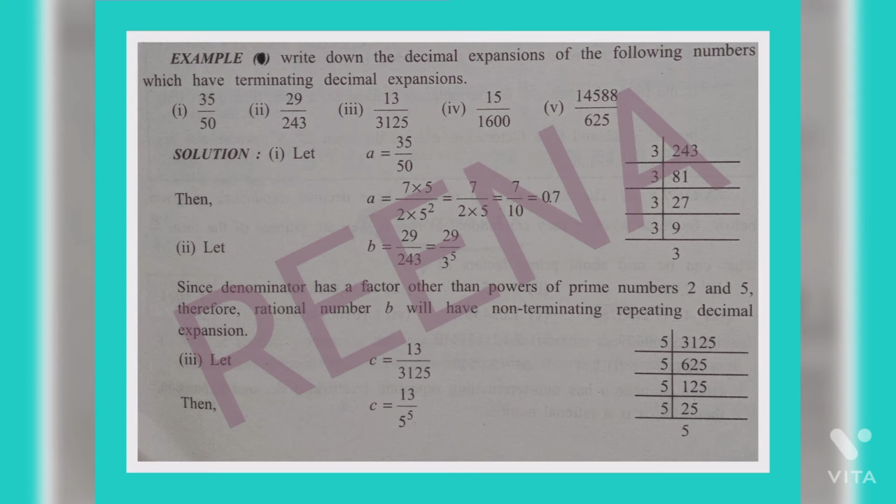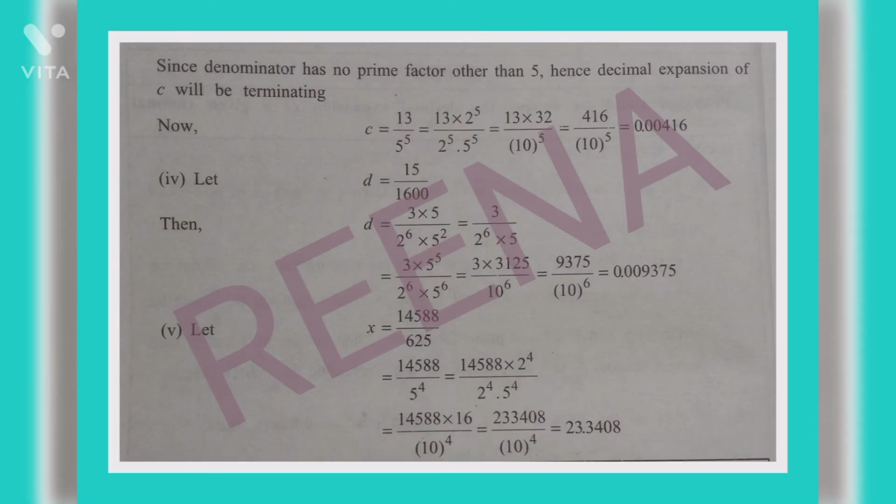Let's start with the third part, which is 13 upon 3125. As we know that 13 is a prime number, I have to do the prime factorization of 3125 and I get 5 raised to the power 5. Again I have the number 5. It means that will give me a terminating decimal expansion. Since the denominator has no prime factor other than 5, the decimal expansion of C will be terminating.